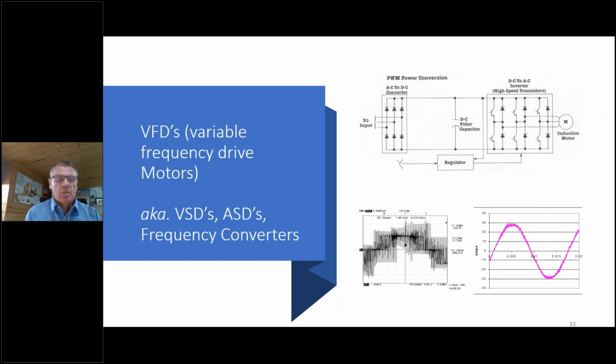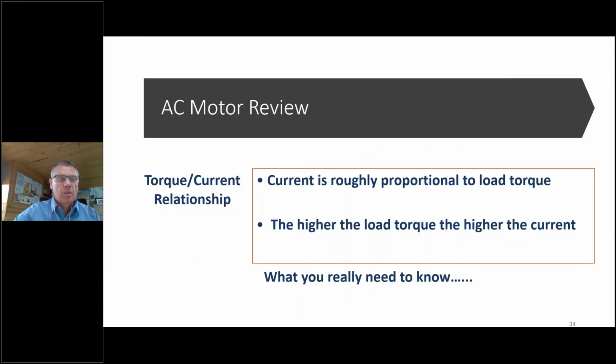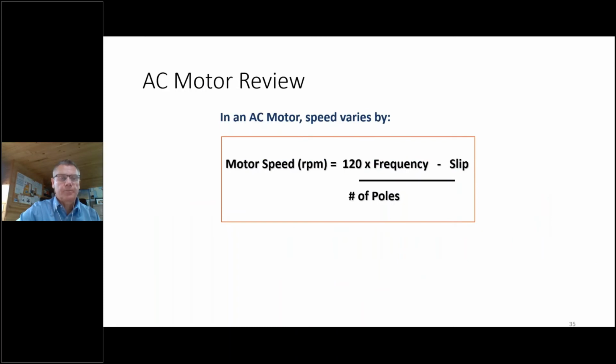So this is my segue slide into talking about variable frequency drive applications and motors. And we joke in our industry about the different nomenclature, different acronyms. So if you see or hear the words variable frequency drive, variable speed drive, adjustable speed, frequency converters, these all mean the same thing. Very quickly, as we start to relate electrical to mechanical, current is roughly proportional to torque. So the higher the torque required, the higher the current that's going to be needed.